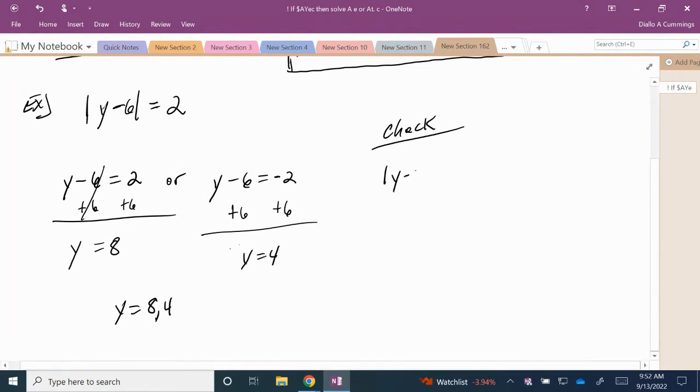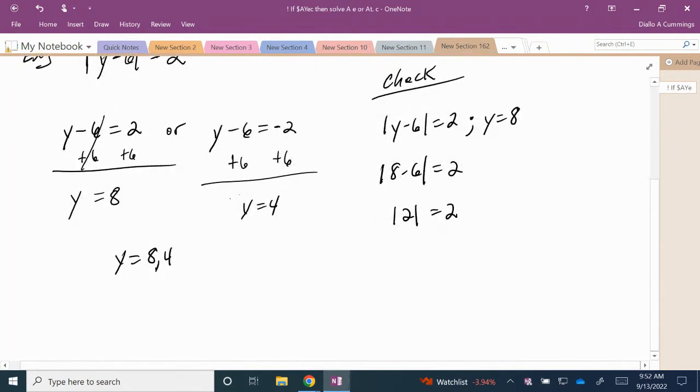So the original equation is the absolute value of y minus 6 is equal to 2. And we're going to substitute y for 8. So we have the absolute value of 8 minus 6 is equal to 2. 8 minus 6 is 2, right? But that's still within the absolute value. And now if we drop our absolute value, 2 is equal to 2. So that checks out.